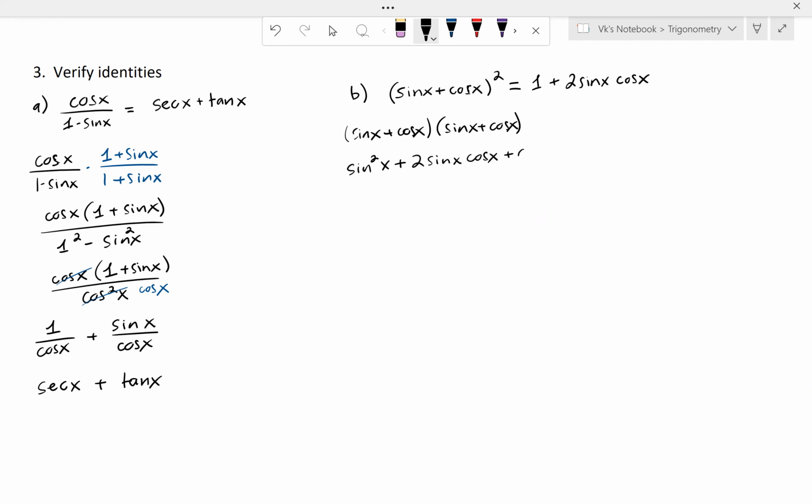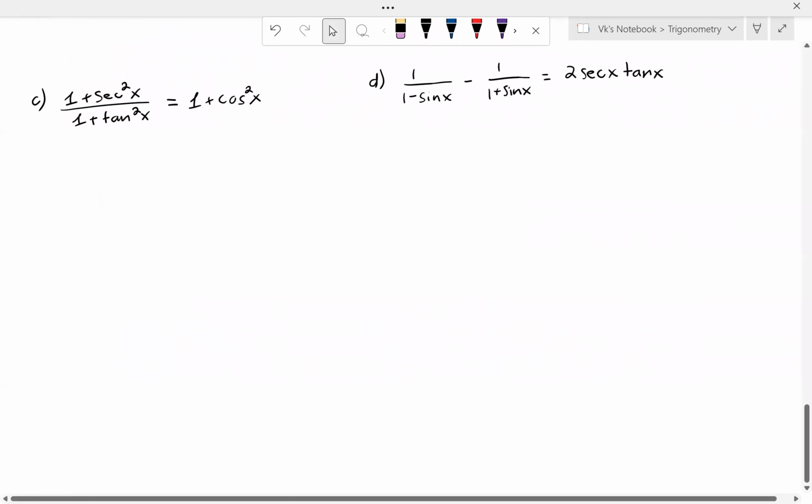Cosine times cosine is cosine squared. Now we can move the sine squared next to the cosine squared. And sine squared plus cosine squared is 1. It's the Pythagorean identity. So plus 2 sine x cosine x. That is it. We got the identity. Pretty cool, huh? 2 more.